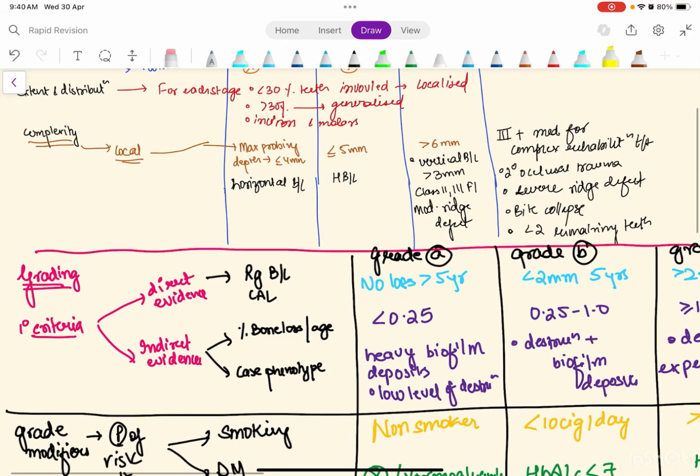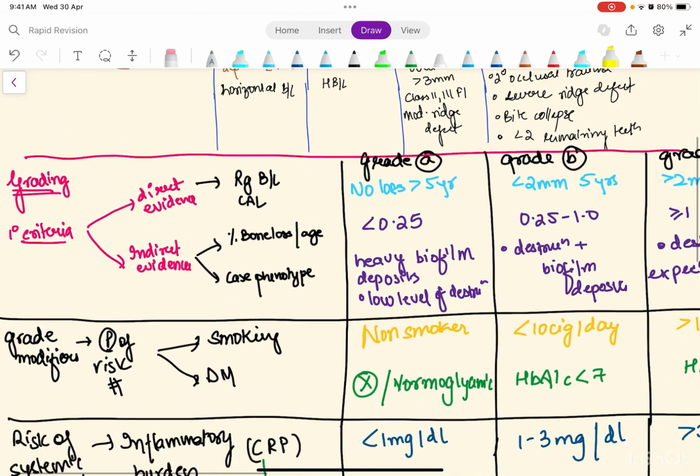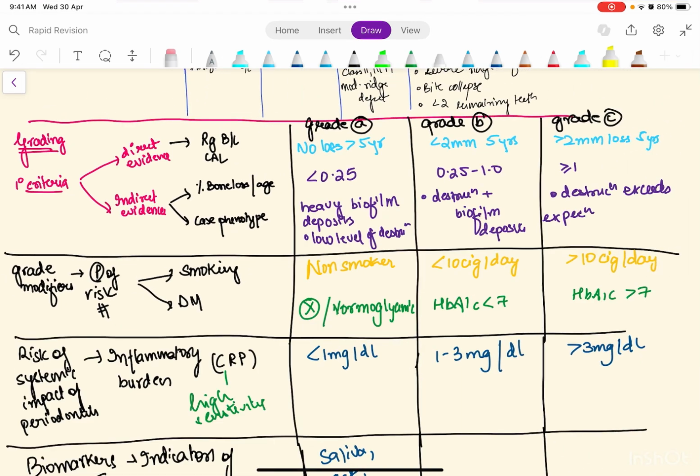Now coming on to the grading. We've done with the staging, and now we'll talk about grading. In grading, you have primary criteria, then you have modifiers, then you have systemic effect, and then you have biomarkers. In primary criteria, you have direct evidence, which is obviously from the radiographs. Indirect evidence is the ratio of the percentage of bone loss upon age, and the case phenotype.